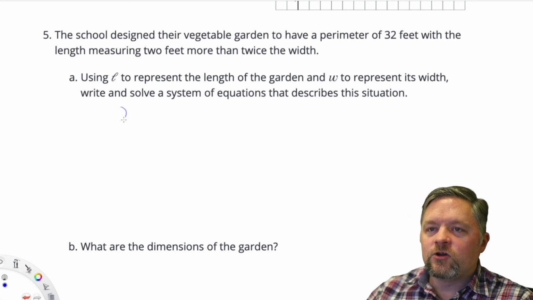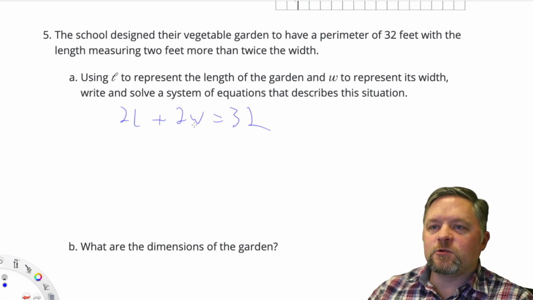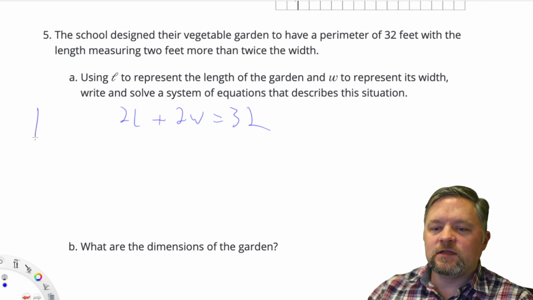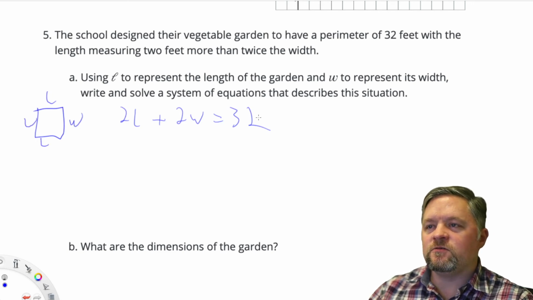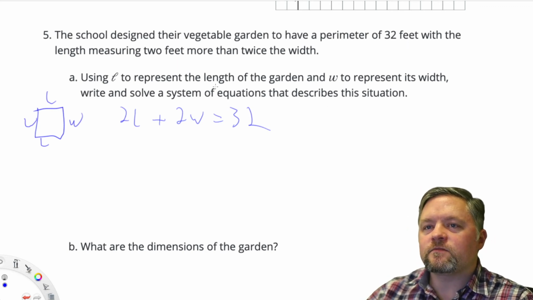So, 2L plus 2W equals 32. 2 lengths plus 2 widths equals our whole box. Let me just draw a quick sketch. L, W, 2 of those plus 2 of those. The perimeter is 32 feet. What else do we know?